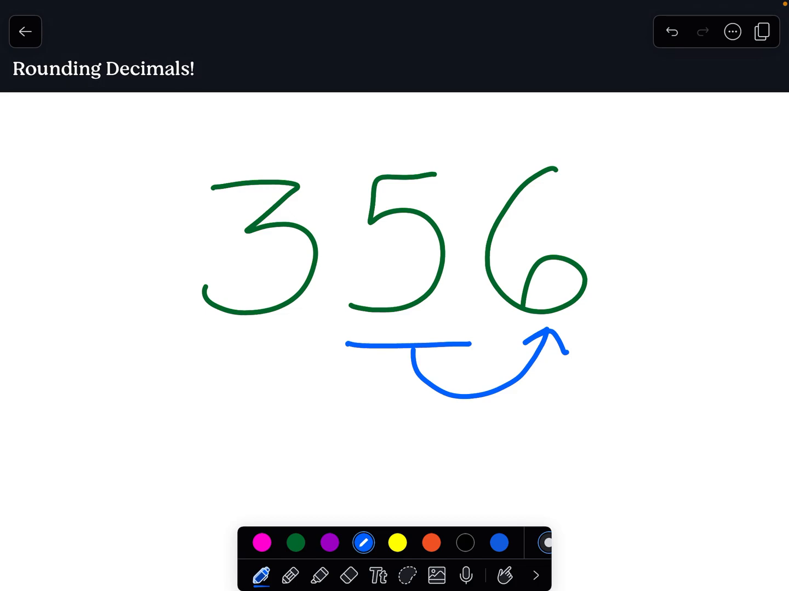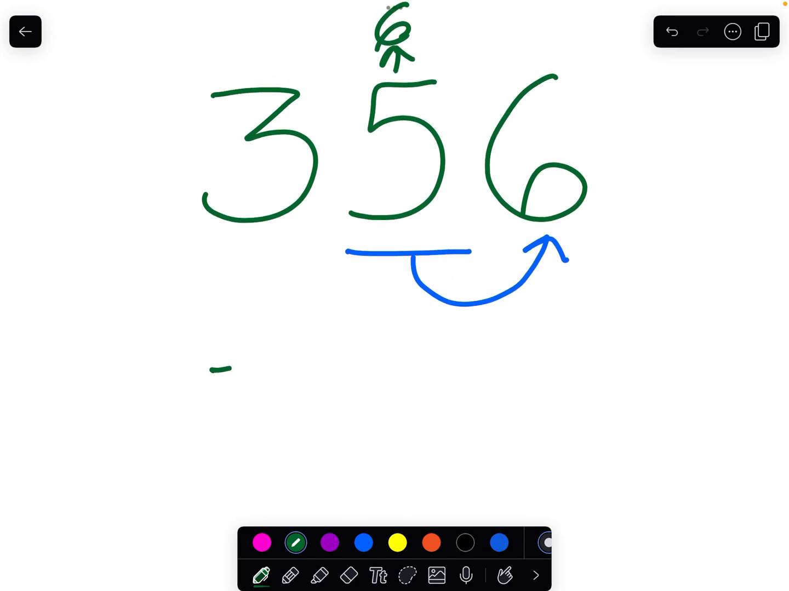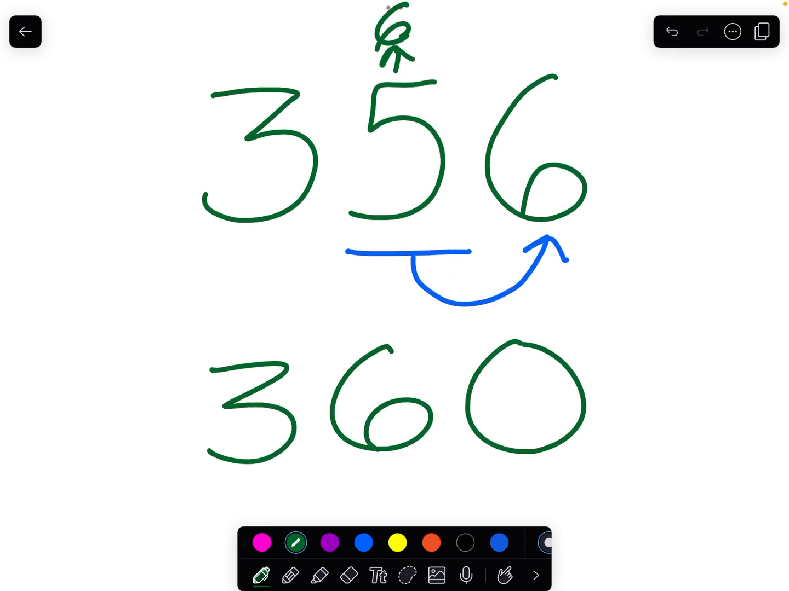Now, I don't know if you've heard this rhyme. I don't know who came up with it, but it's a good one. It's 5 or more, let it soar. 4 or less, let it rest. Well, since we've got 5 or more next door, we have to round this 5 up to 6. And now 356 rounded to the nearest 10 becomes 360.